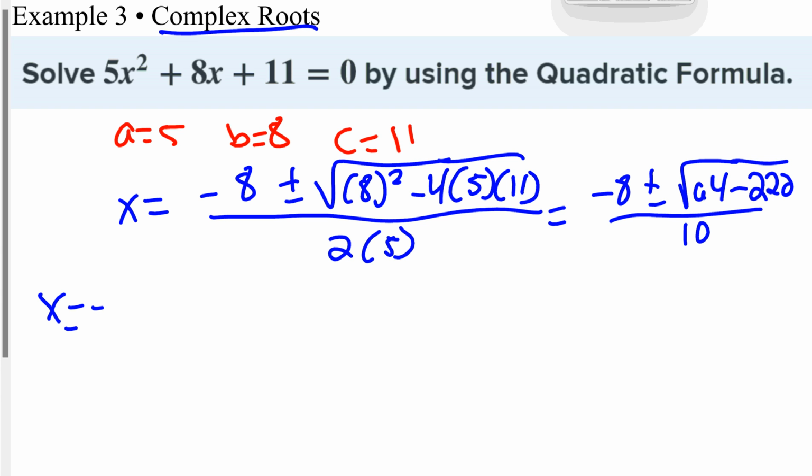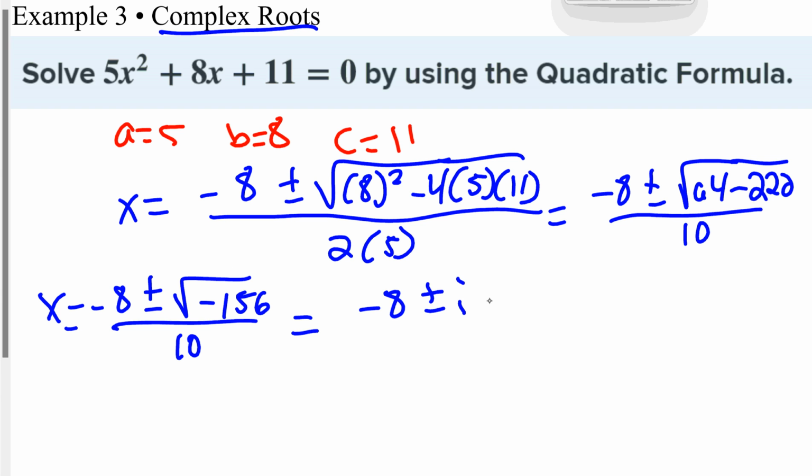So that means negative 8 plus or minus the square root. 64 minus 220 is negative 156. All over 10. And now I have to deal with that square root of a negative, which is i times the square root of the positive 156, all over 10.